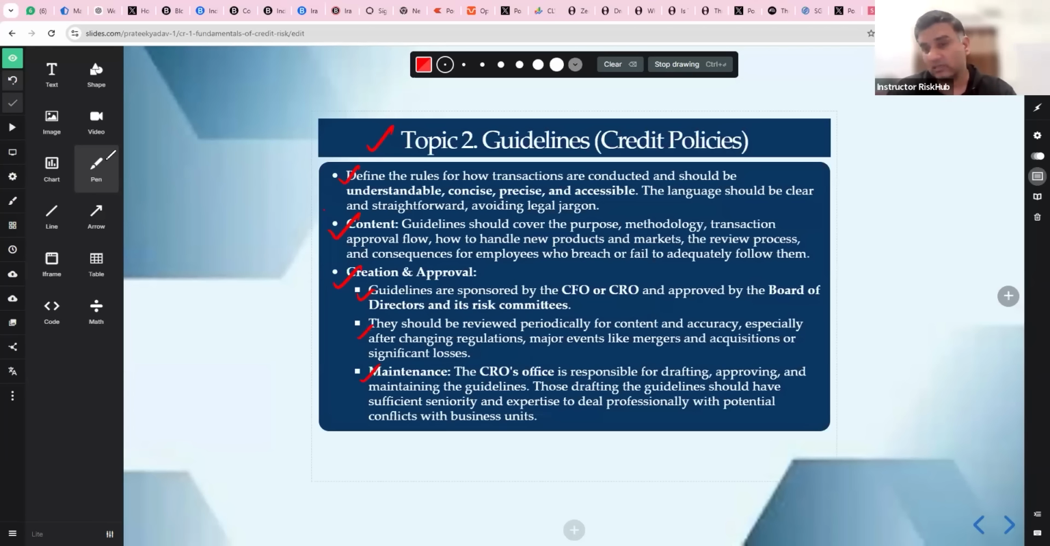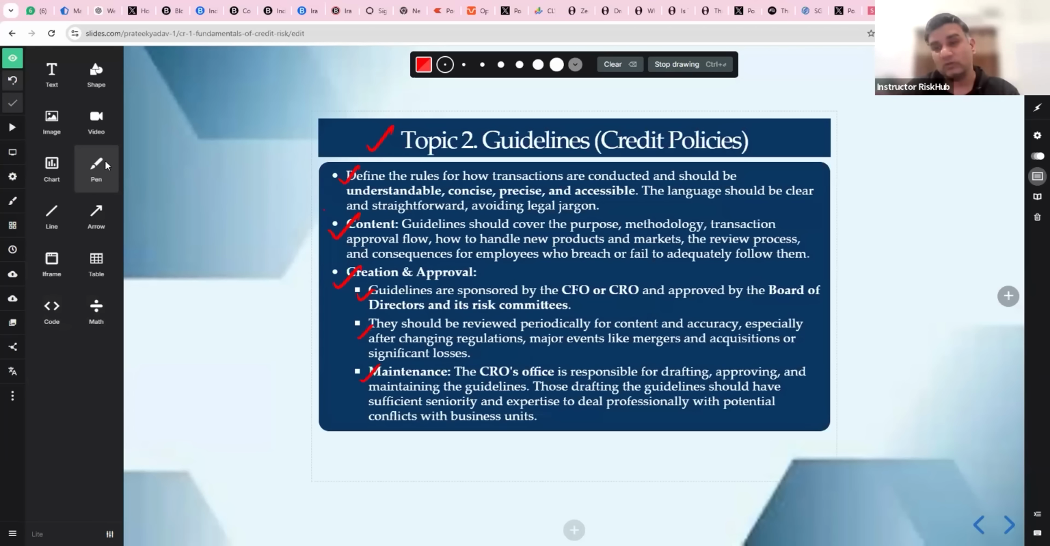Then you look at your creation and approval. Policies are not random documents; they are sponsored by a CRO or CFO, approved by the board. Why board? Because this is a board level responsibility. This connects to your corporate governance. This connects to your Basel governance standard. This connects to your systemically important banks, right? SIBs, right? That we need to understand.